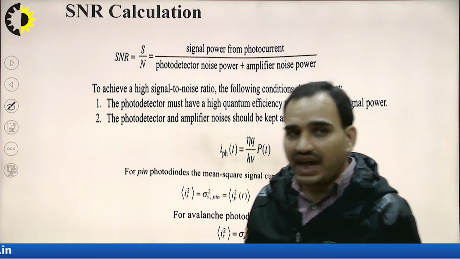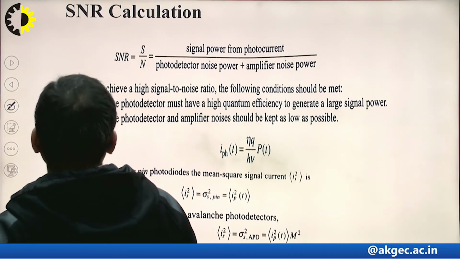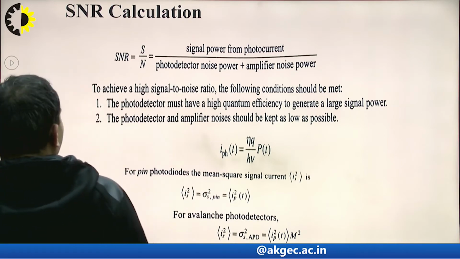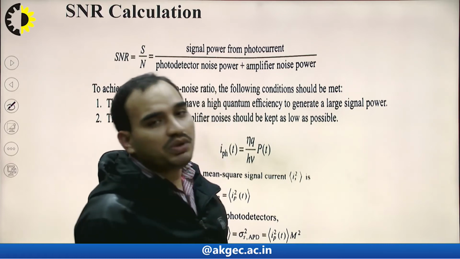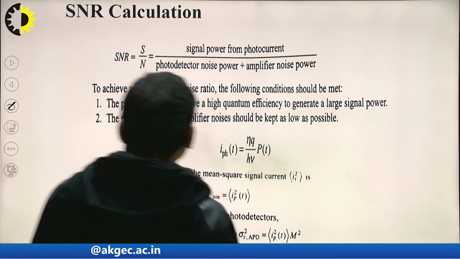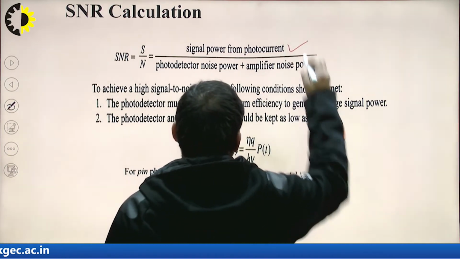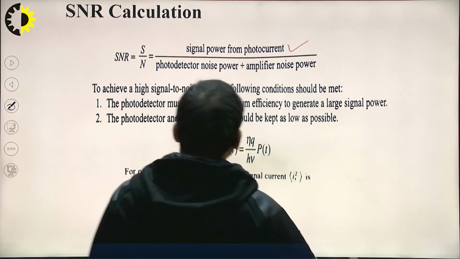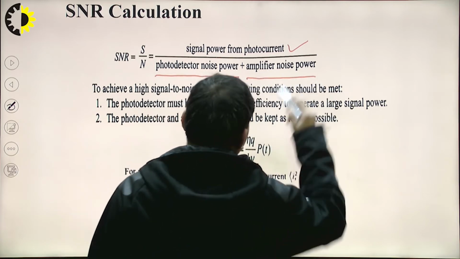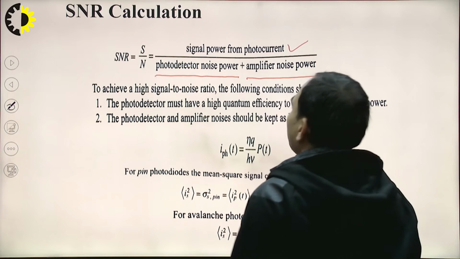So we can further calculate the signal to noise ratio, or the SNR. So SNR is important to know how much signal power is there and how much noise power is present in our received signal. So we have the signal power from the photocurrent, because we are using the photodetectors, divided by the photodetector noise power plus the amplifier noise power. So we are having the photodetector noise power plus the amplifier noise power.